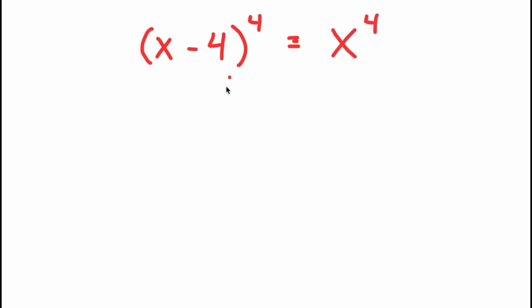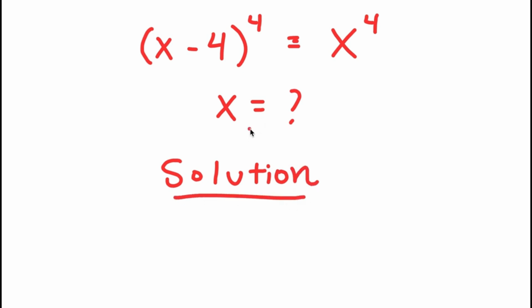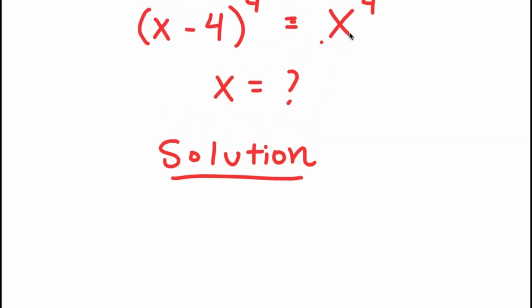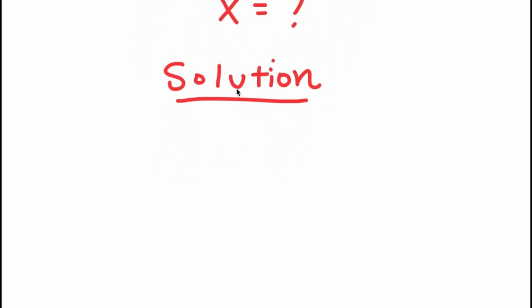Alright, so in this equation, I have (x - 4)^4 is equal to x^4. My only variable in this equation is x, so that's what I'm going to be solving for. And for my solution to this problem, what I'm first going to do is start by subtracting x^4 on both sides.